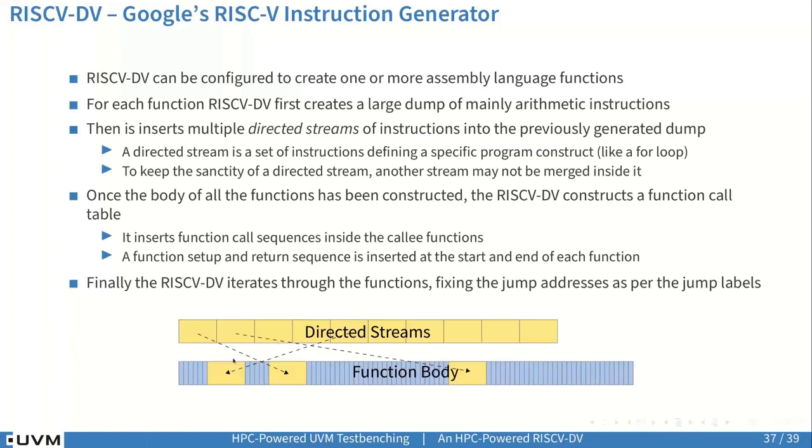Typically, when you are inserting a second sequence, it cannot be inserted in the middle of the first sequence, but it can be inserted anywhere else. And finally, when the functions are created, you need a way to link them, so that one function calls the other functions and returns. That kind of jump instructions need to be inserted.